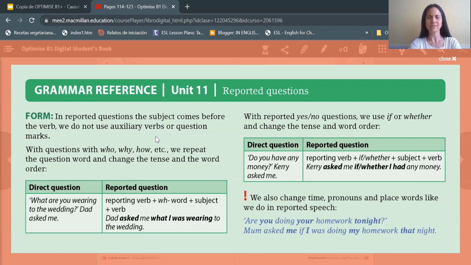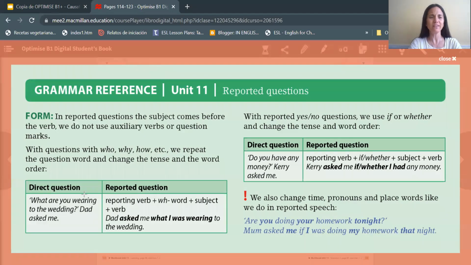Yes, and why is this? Because we are reporting. We are saying what somebody else said, or in this case, asked. Okay, so with questions with who, why, how, etc., we repeat the question word. The question word would be this one, yes, who, which, why, how. And we change the tense and the word order. What does this mean? We're going to check this with the examples.